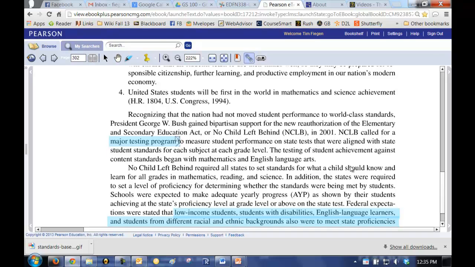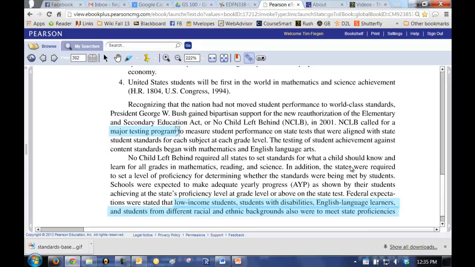State tests were aligned with state student standards. Okay, this was before Common Core. The next reach was that the government, the feds, will give you the curriculum. But here said you had to test to see if they were reaching state standards, the content standards at each grade level. The testing against content standards began with math and English and language arts.